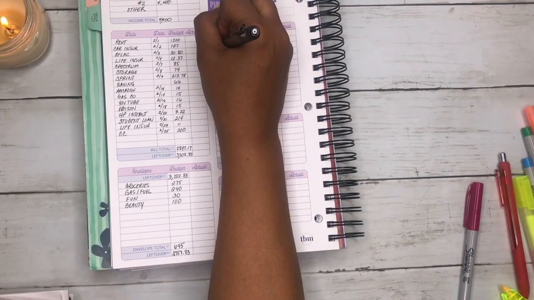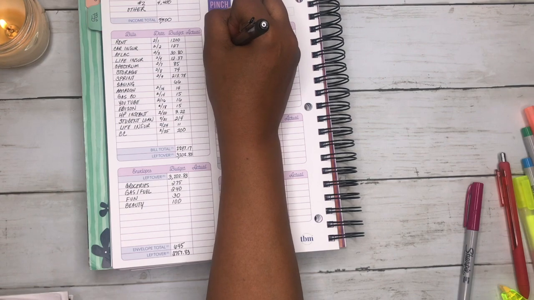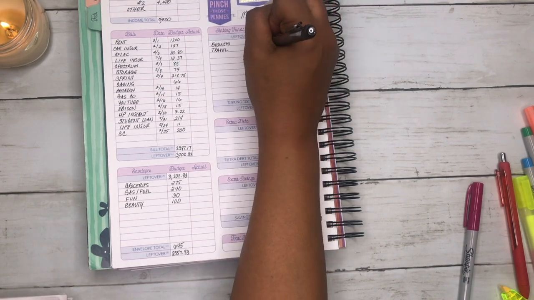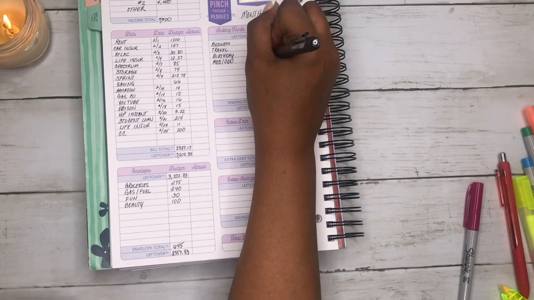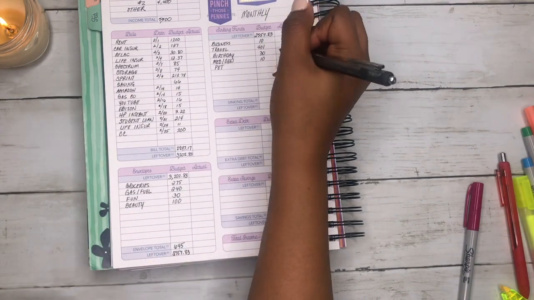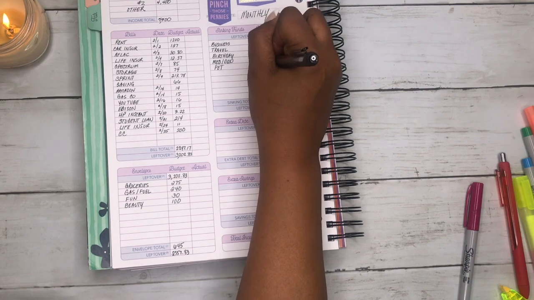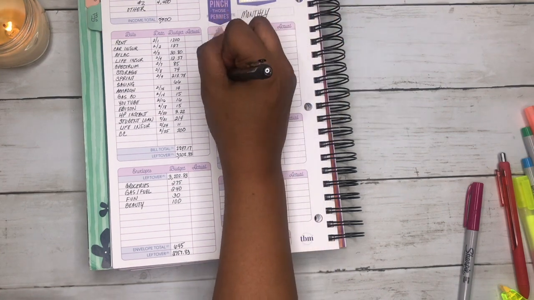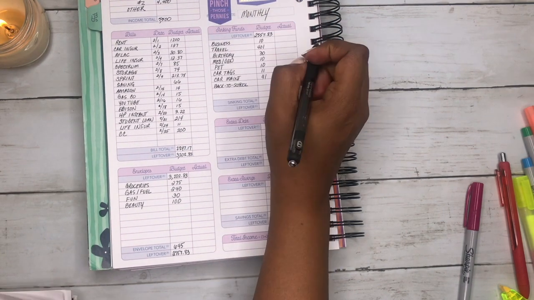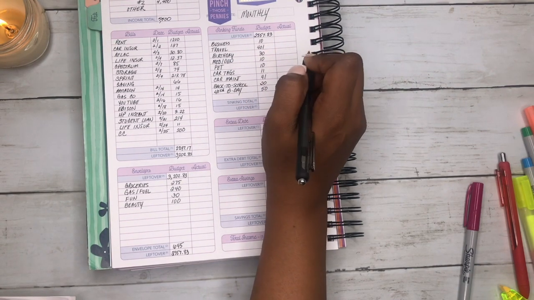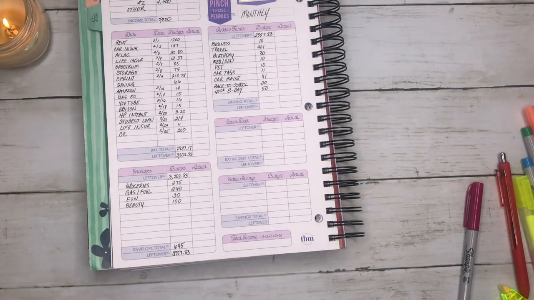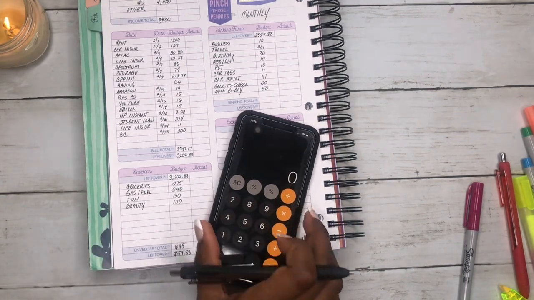Just as my cash envelopes are being compressed, I am compressing my sinking funds this month. So, every category of my sinking fund will not be getting funded this month. I have 1, 2, 3, 4, 5, 6, 7, 8, 9 categories versus, I think I had 13 or 14 categories. So, yeah, I am compressing my sinking funds as well.